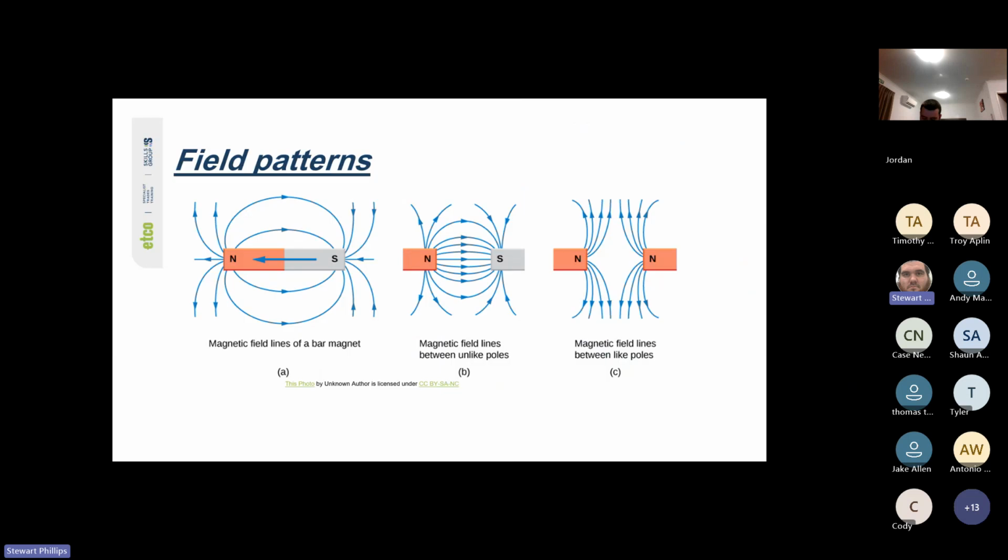Cool. So field patterns. Magnetic field lines of a bar magnet in A. You've got the magnetic lines between unlike poles in B. You can see they again try to go from the north to the south. And then magnetic field lines between like poles.